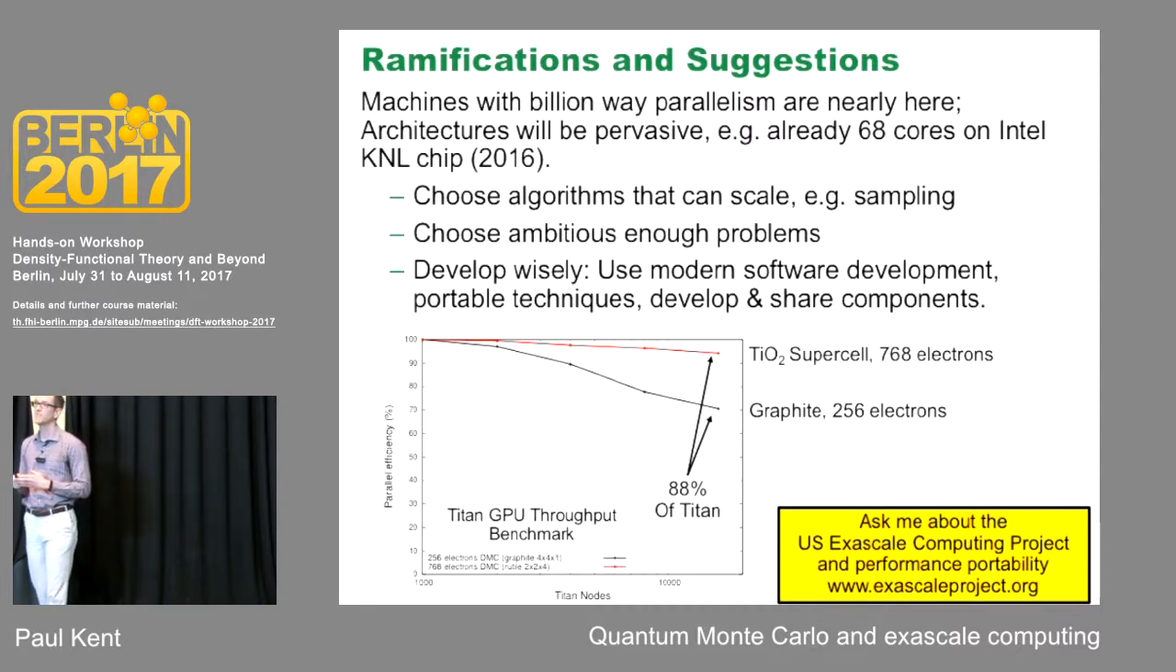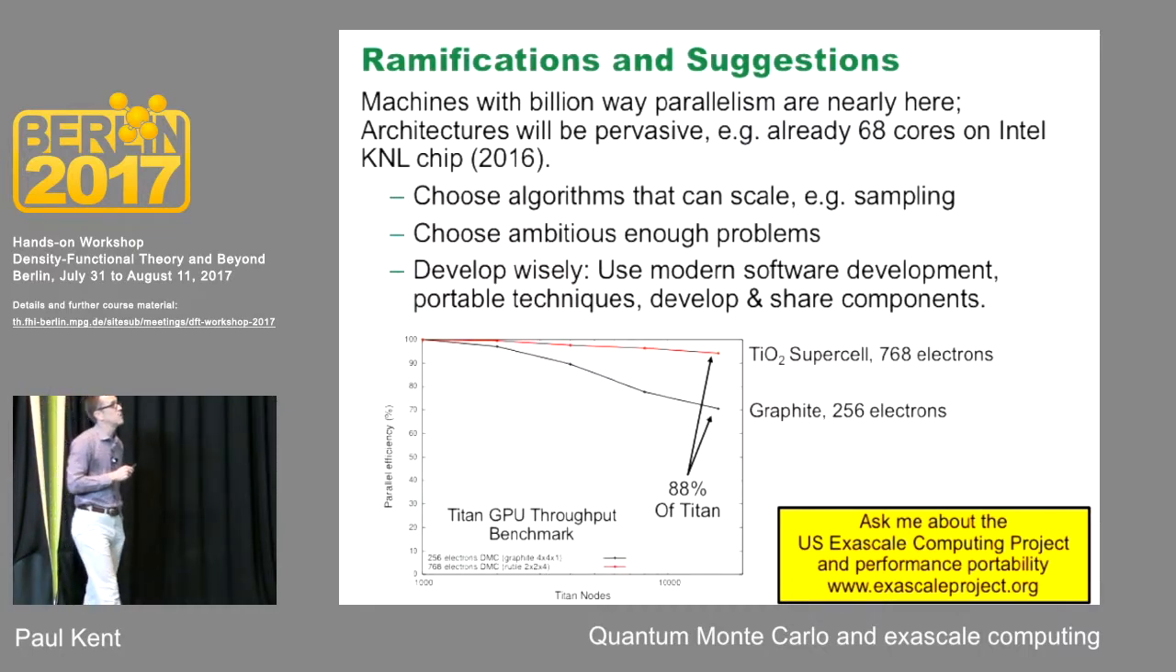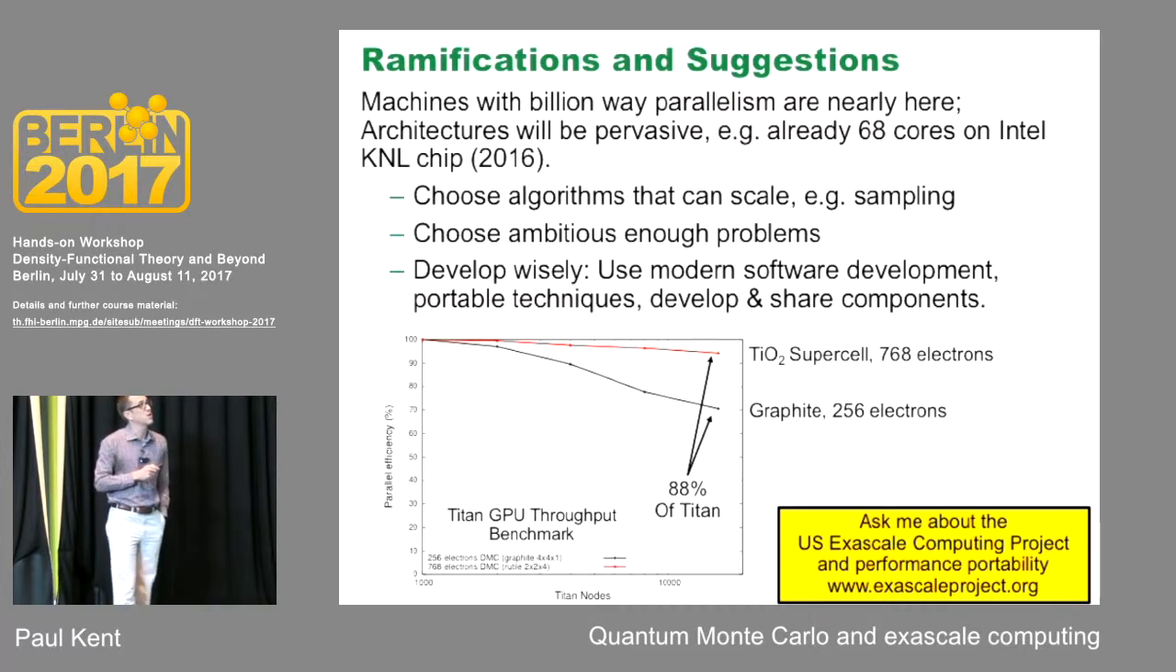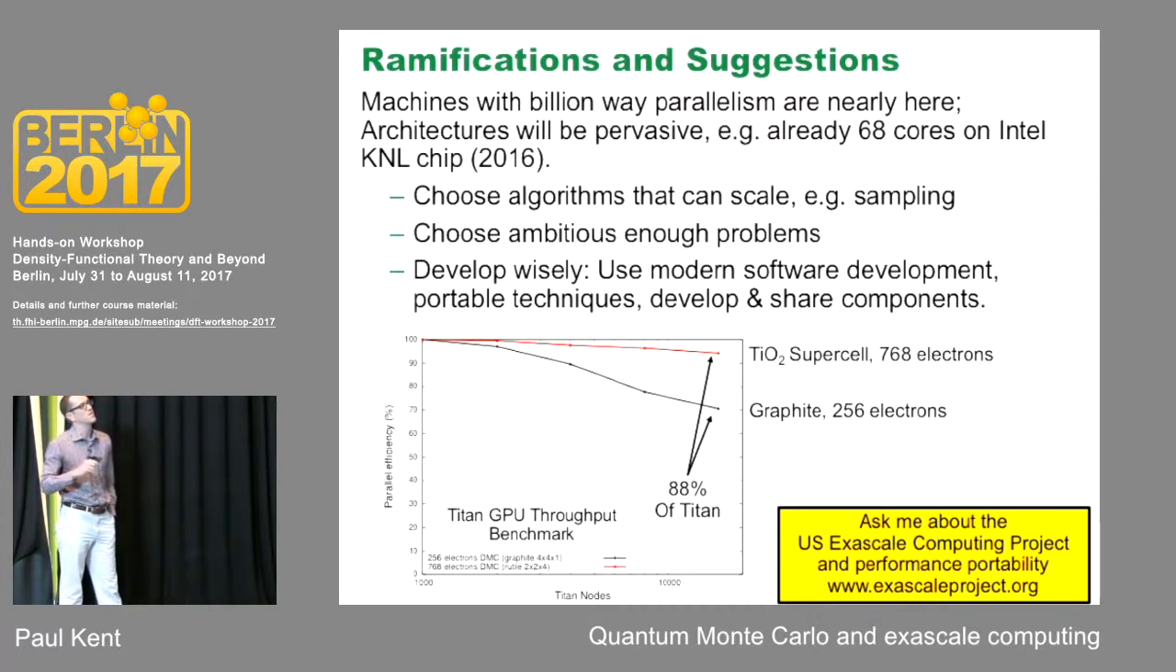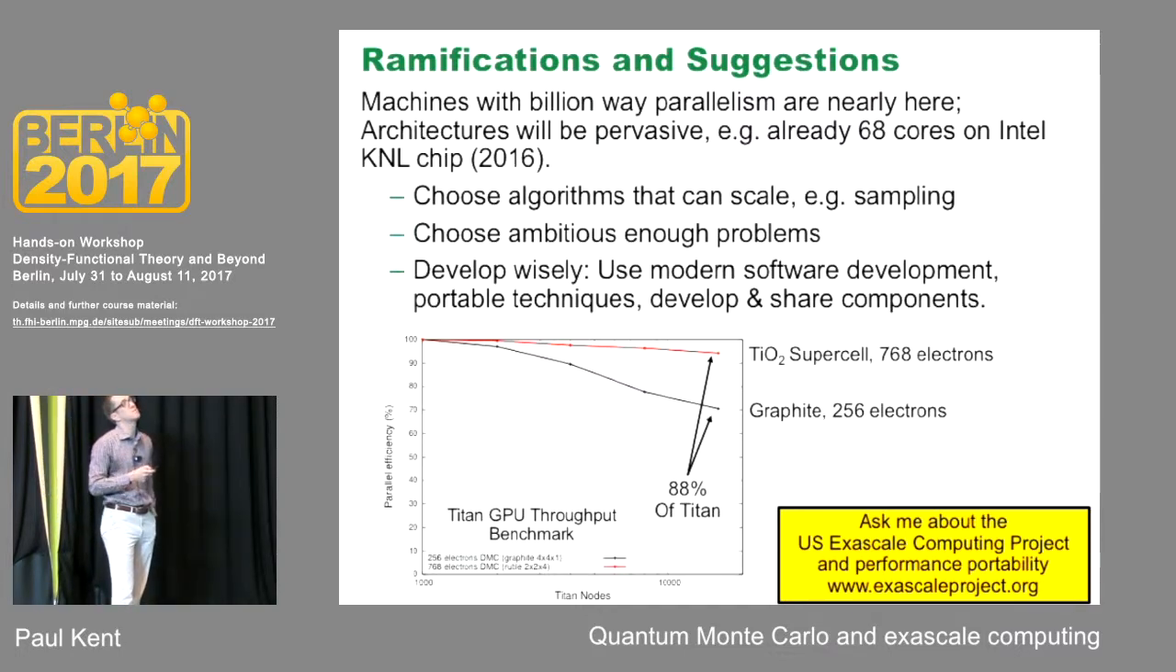There just simply is not enough time to work on all these problems. How does quantum Monte Carlo scale? This is a benchmark run on Titan, which is a machine at Oak Ridge. It's a GPU machine with about 20,000 nodes, if I remember correctly. This is parallel efficiency, and this is 100% running Titan. We're over 90% on about 90% of the machine.